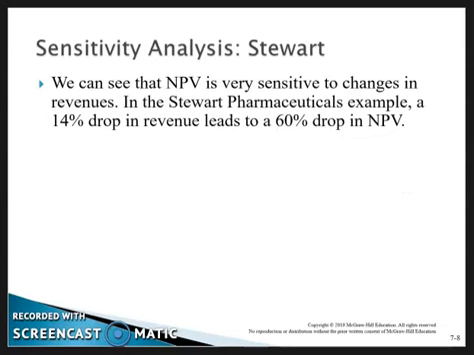So we're going to look at sensitivity analysis. We'll start the next lecture talking about sensitivity analysis.